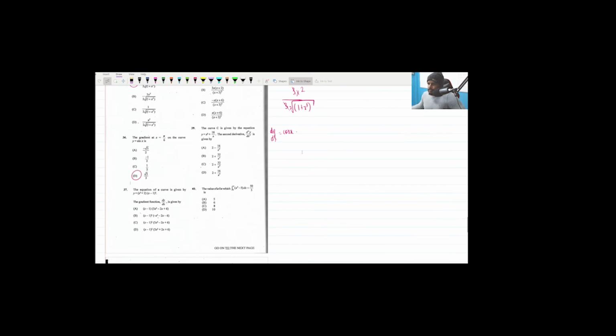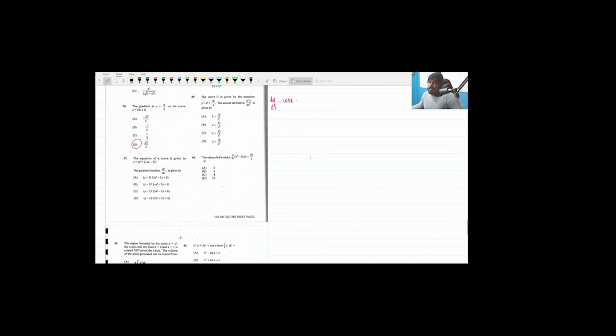The equation of a curve is given by that. For the gradient function, we had to go and differentiate everything. U is x squared plus 2, and V is (x minus 1) cubed. du/dx is 2x. dv/dx is 3 into (x minus 1) squared multiplied by 1. You don't have to show any more working after that. dy/dx is v du/dx plus u dv/dx.